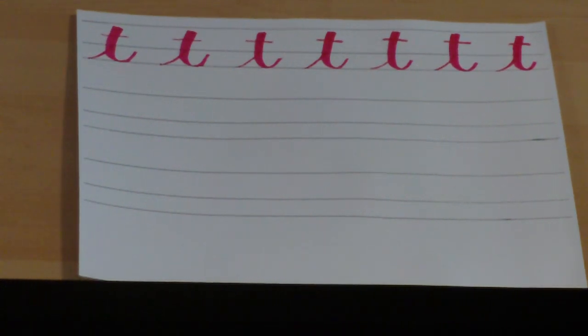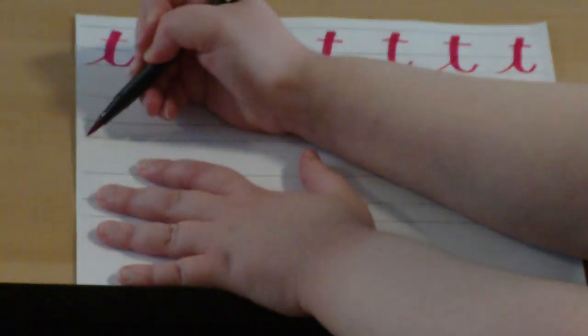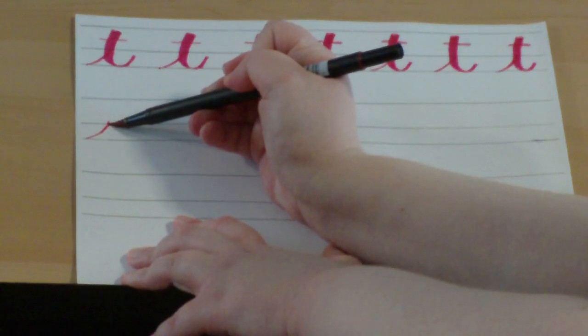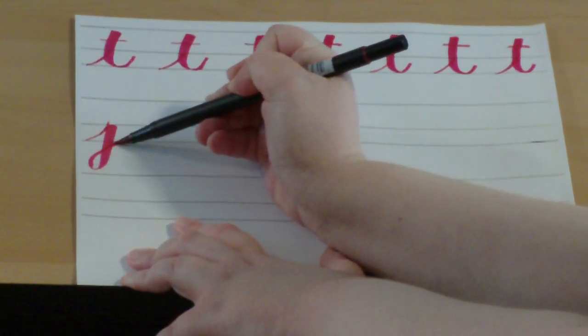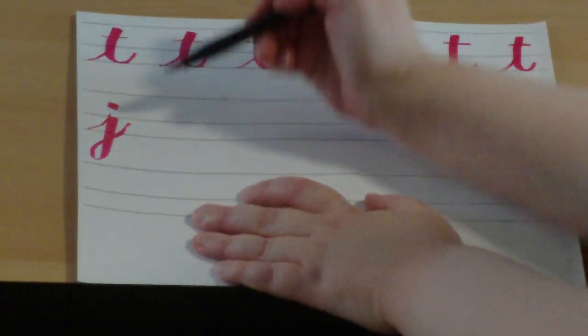Alright, good job, boys and girls. The next lowercase letter we're going to review is the letter J. So, you start at the baseline, entrance stroke to the waistline. You start your descender loop and go back up to the waistline, dot the J.